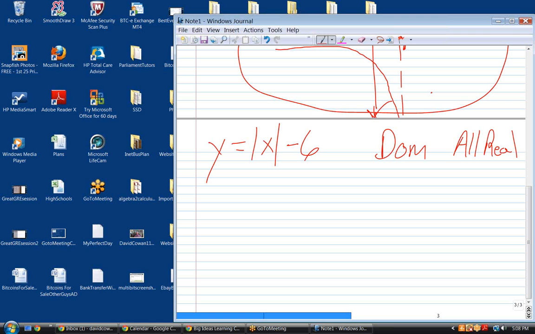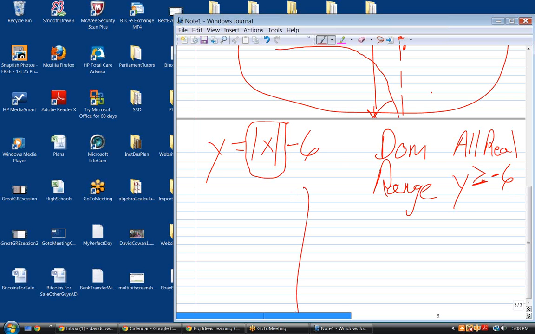In other words, I'm not restricted. When you think about domain, the first question you always want to consider is what can it not be? Well, there's nothing it can't be. Okay, but now let's look at range. Since this has to be positive, what's the smallest value that y could be? Negative 6. Very good. So y has to be greater than or equal to negative 6.